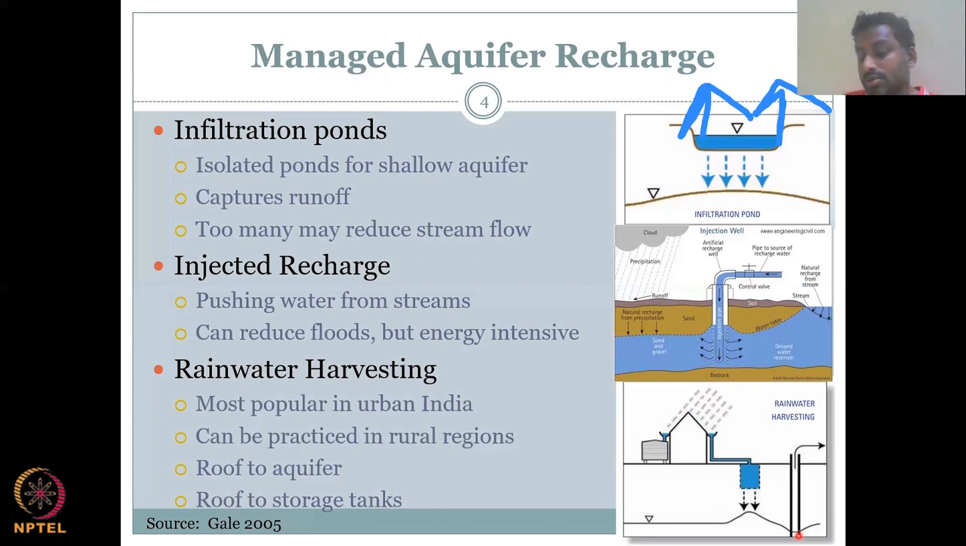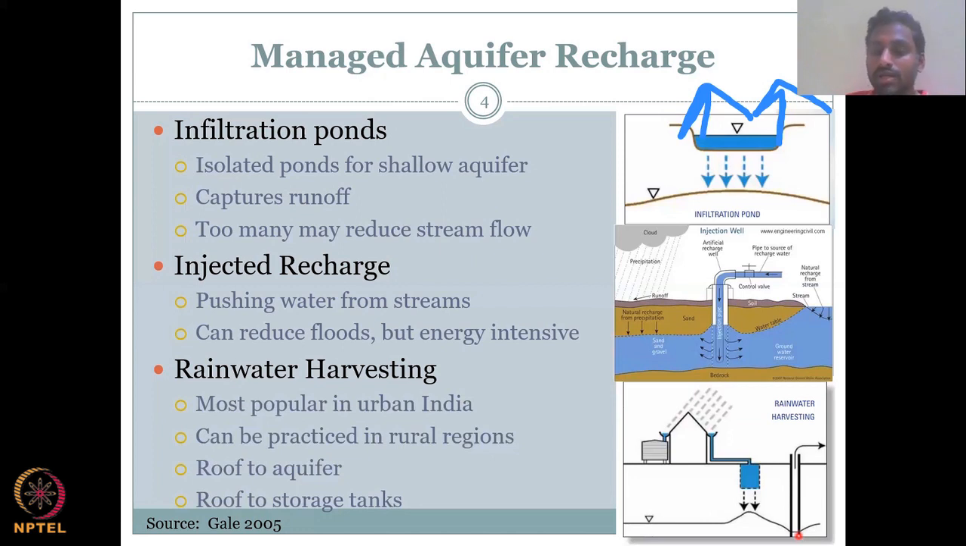Roof to storage tanks is also available, as I show here, which can be used for different aspects. I've known in some villages, they would collect rainwater in big drums and use it for cooking. They'll just keep it in the open. And the water is very clean in villages because the atmospheric pollution is less. So they'll take it directly and then boil it and use it for cooking. Whereas in urban centers, we don't do that, but mostly it can be used to recharge the groundwater, and the groundwater can later be used for cooking, drinking, and all the other aspects.